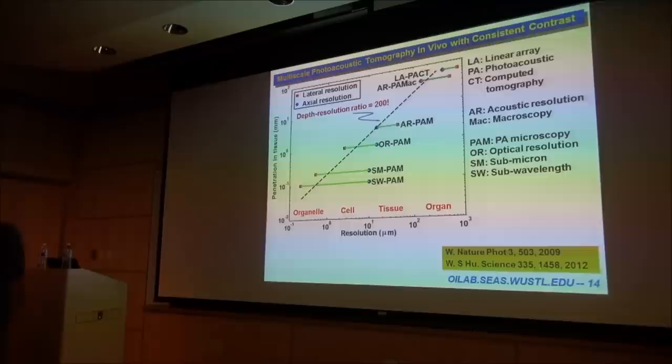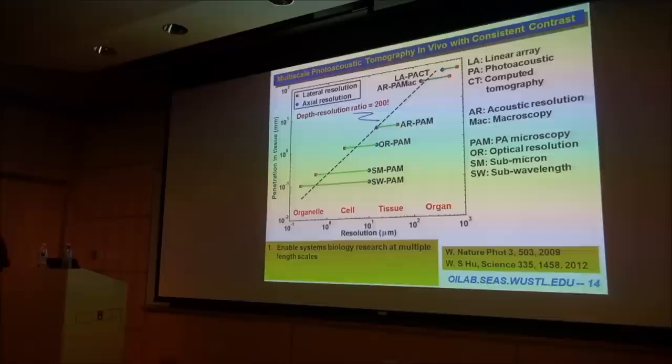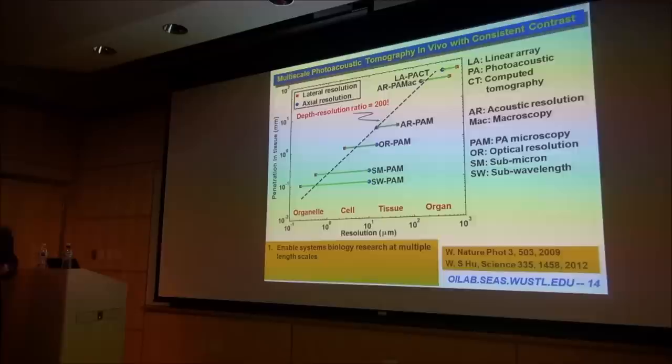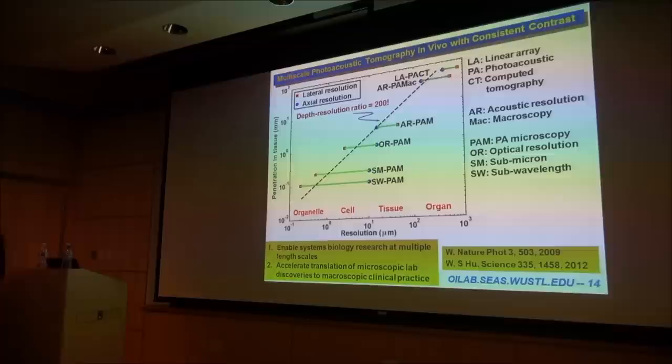So that consistency allows us to enable many applications. For example, we can potentially enable systems biology research at multiple length scales, to allow you to correlate images acquired across length scales. We can accelerate translation from microscopic lab discoveries to clinical practice. Physicians don't care about organelle levels on a patient. They deal with tissue and organ levels.